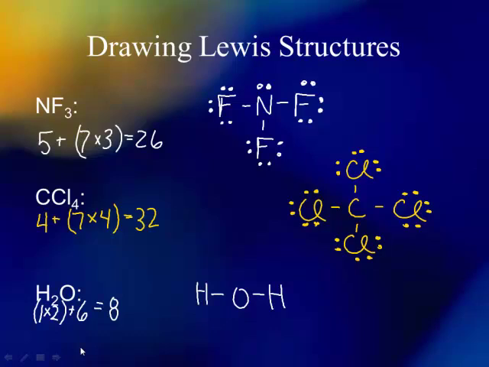Fill the octets of your outer atoms. Your outer atoms this time are hydrogen. Hydrogens are full with 2 electrons, so those hydrogens are already full. As soon as hydrogen has a bond, it's done. We still have electrons to draw. We have 4 in our picture. We need 4 more. So we put those 4 electrons on the oxygen atom.